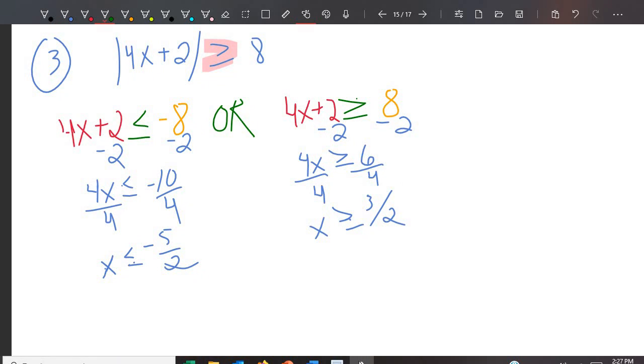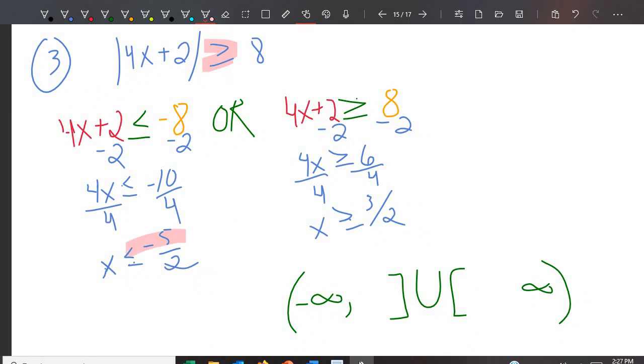Okay. So the interval notation, it's got brackets. And the numbers we're going to put in there are negative 5/2 and 3/2. And that's the final answer. This takes practice. Make sure you're doing the homework that's assigned.